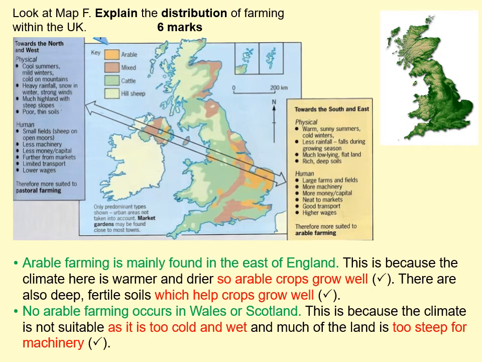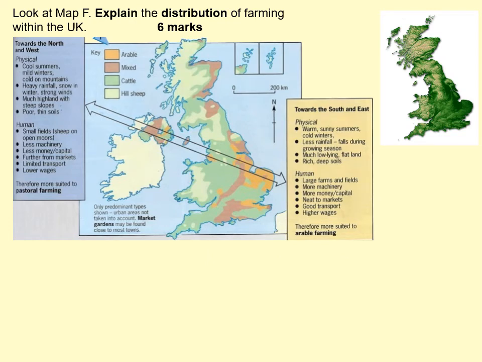Okay, let's move on. So we've written here 1, 2, 3, 4 sentences and we've managed to gain 3 marks. Excellent. We have gained half of the marks for our question already. Okay, I'm not going to talk about mixed farming because I think that I can get more marks by talking about arable, cattle and hill sheep farming. So it's okay to sometimes miss out a little bit of the map if you're getting enough points elsewhere.